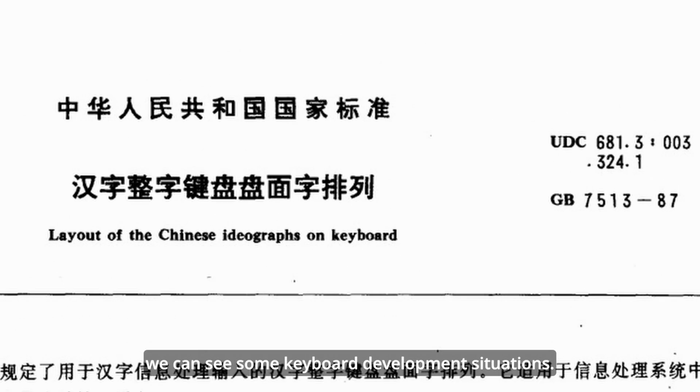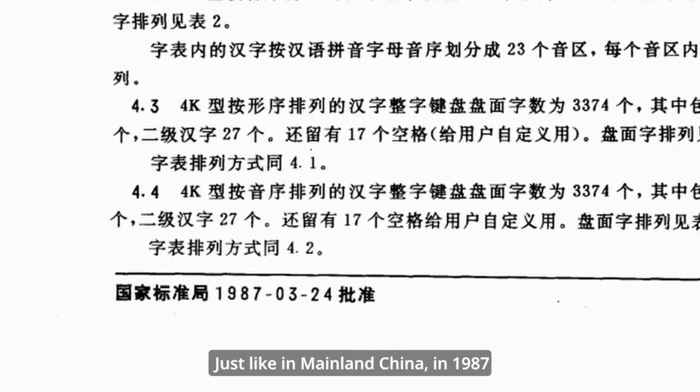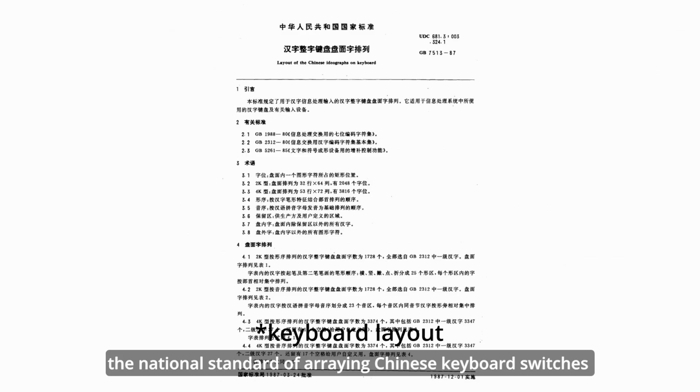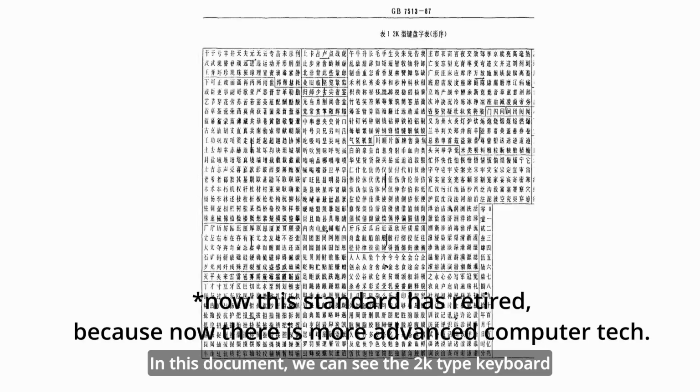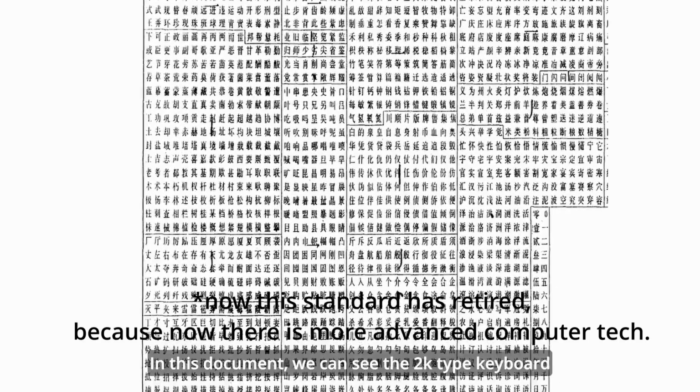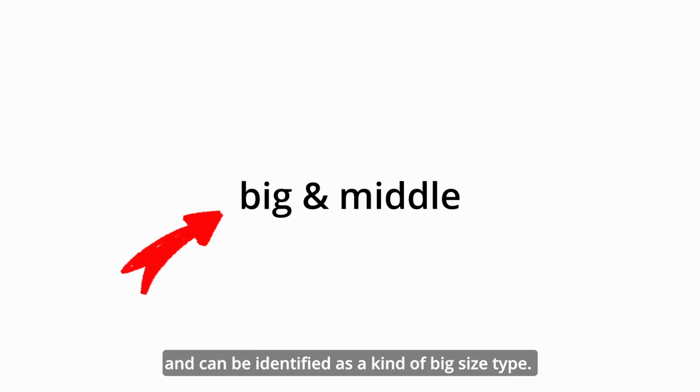From some documents in history, we can see how keyboard development went. In mainland China in 1987, a national standard for Chinese keyboard switch arrangement was even published. In this document, we can see the 2K type keyboard looking like this, which has 2048 switches and can be identified as a big-size type.